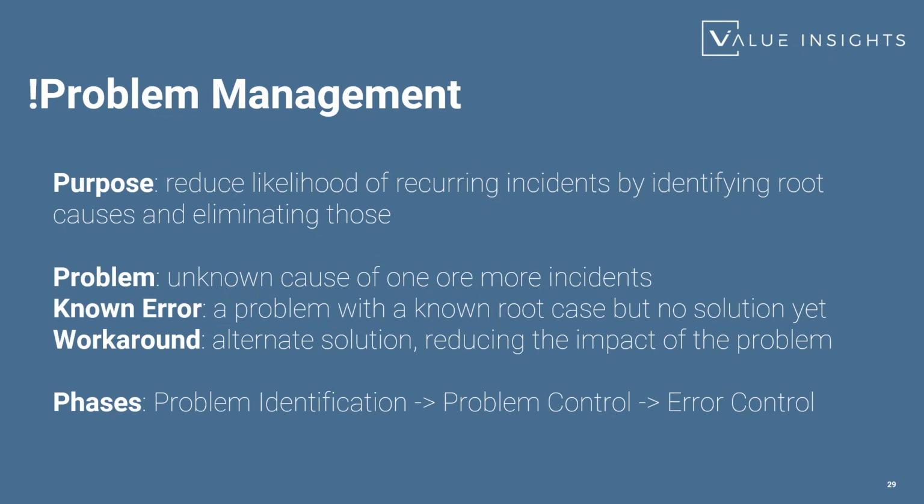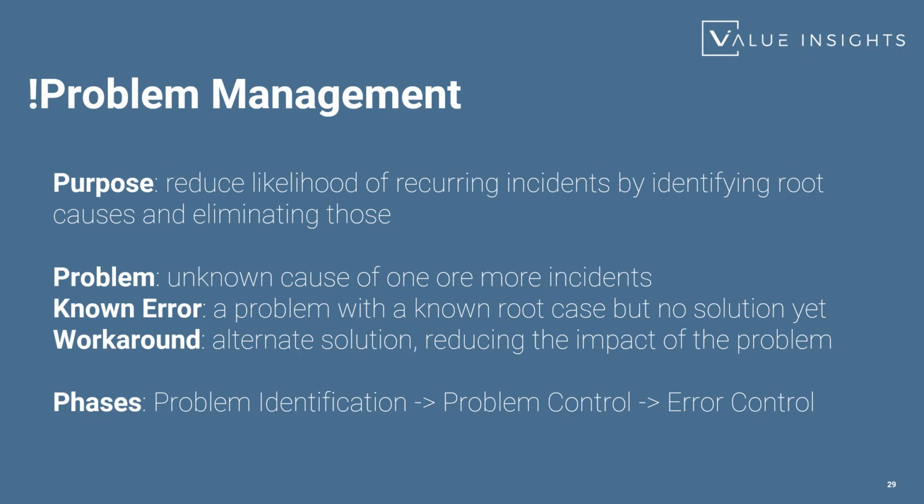Then comes problem control. In that phase, the teams, because it's actually a joint effort usually between different teams, try to identify what the issue is. They start analyzing it. They try to find the root cause, and they try to provide a workaround for that thing. Then at some point, hopefully soon, these teams will have identified the root cause, and at that point, we jump into our next phase, which we call error control.